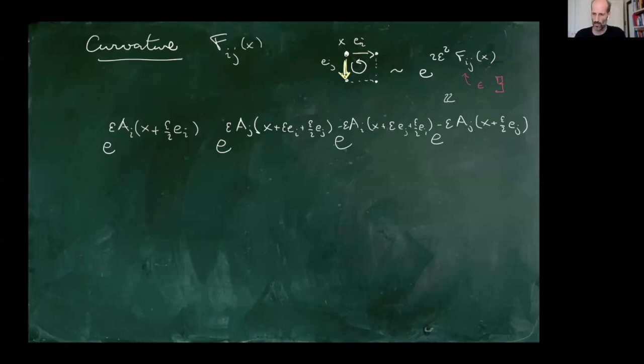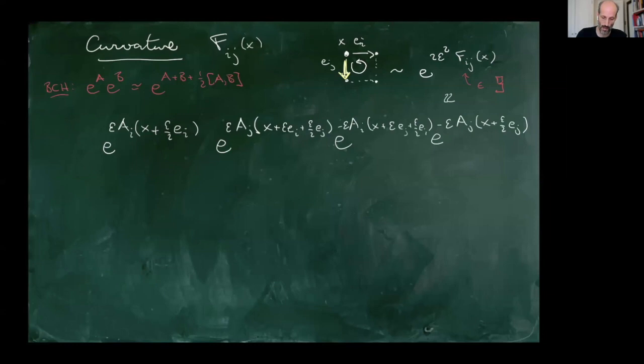And so I just use Baker-Campbell-Hausdorff. So let me just remind you that Baker-Campbell-Hausdorff tells me that at second order, exponential a times exponential b is about exponential of a plus b plus 1/2 bracket between a and b. And then there are higher order terms, but I only need to look at second order.